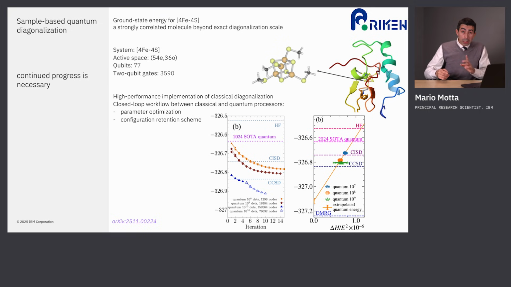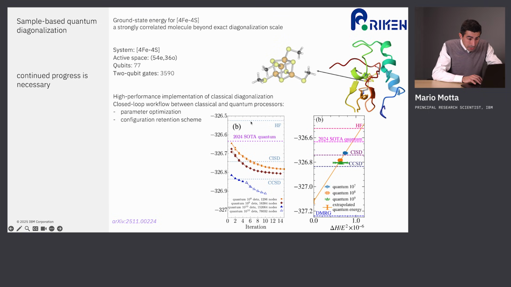I'll just give you one indication of how much these methods can be improved from the research of another partner, Riken, in Kobe, Japan. So Riken, in collaboration with IBM, has been looking at ground state simulations for iron sulfur clusters. These are very important biological motifs. However, they were chosen because they feature very intense electronic interaction due to partially filled d shells in the iron atoms.